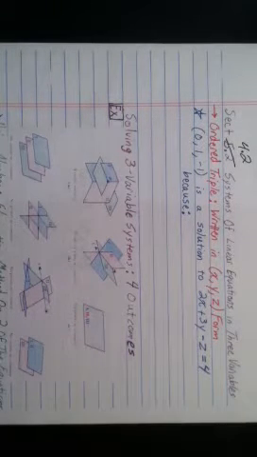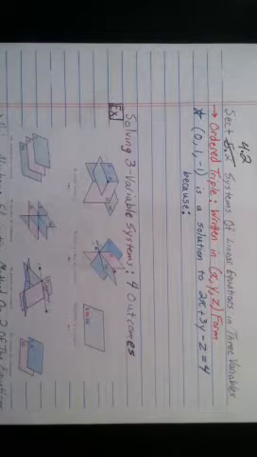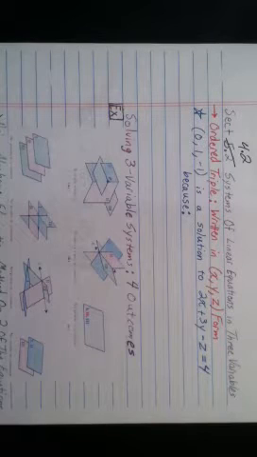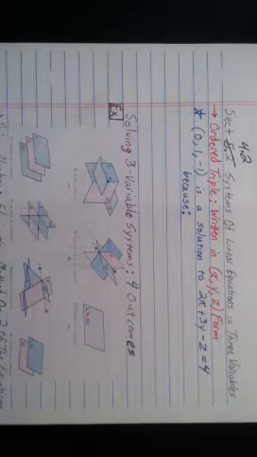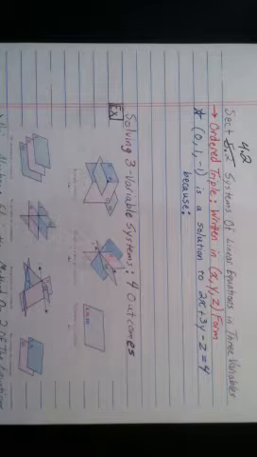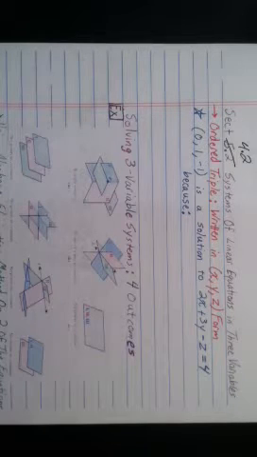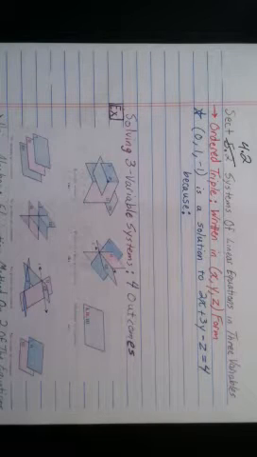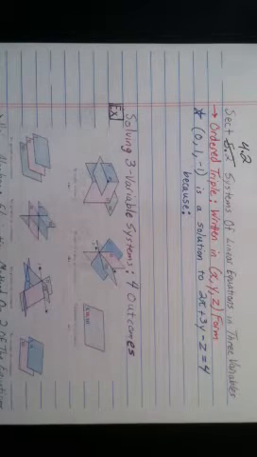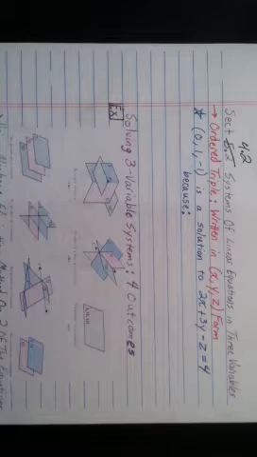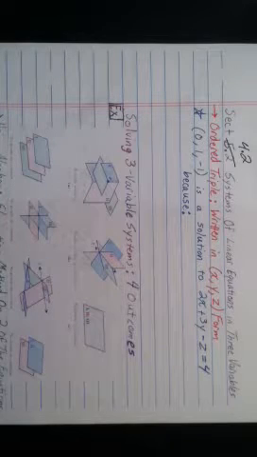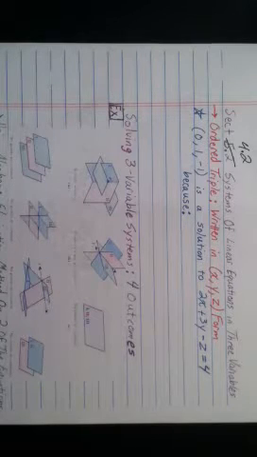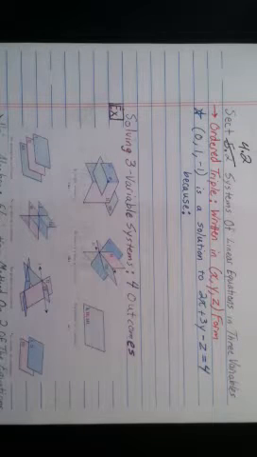Section 4.2 notes: systems of linear equations in three variables. So we're going to build on what we learned in 4.1, dealing with systems that only have two variables, x and y. And now we're going to look at systems that have equations with three variables, x, y, and z. Not only are they going to have three variables, but they're going to have three equations. So these are much trickier, much more difficult to deal with.